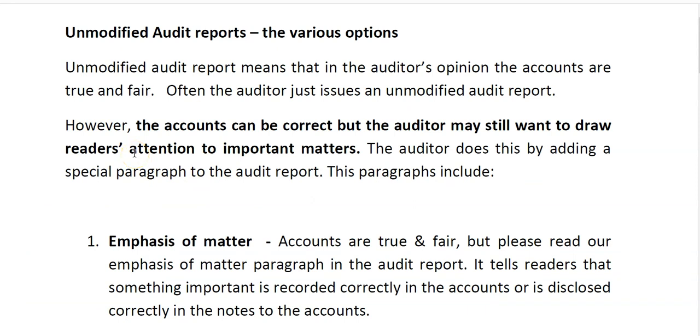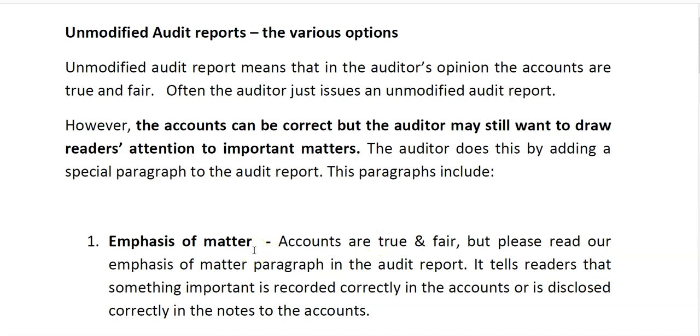However, for some reasons the accounts can be correct, but the auditor may still want to draw readers' attention to important matters. Maybe to stop being sued, but it's also to provide value and to let shareholders know that there are important issues they should read. They have been accounted for correctly, but they should look at them. And so the auditor does this by adding a special paragraph to the audit report. And there's about 4 ones, or three that you need to know.